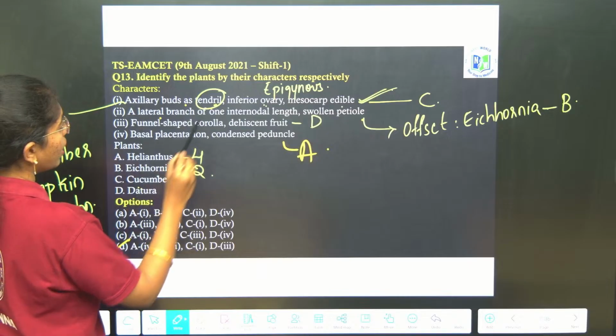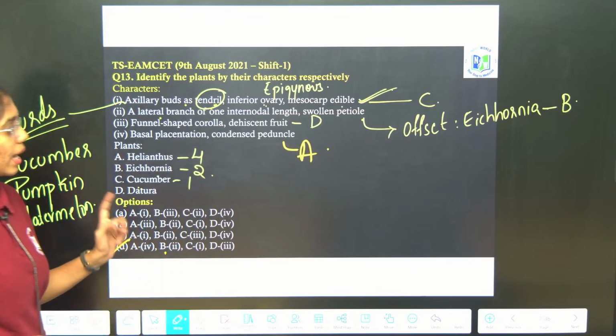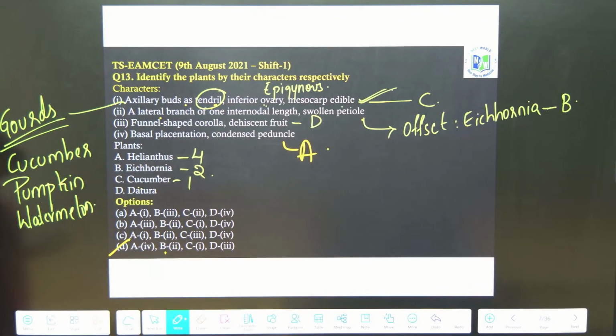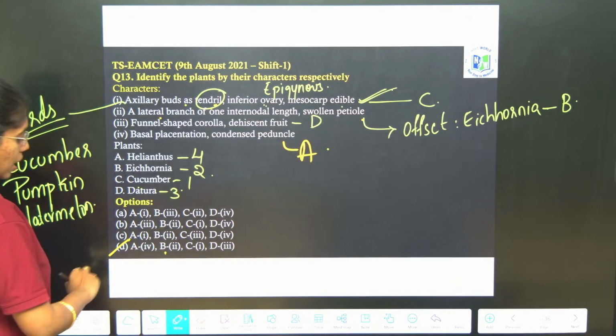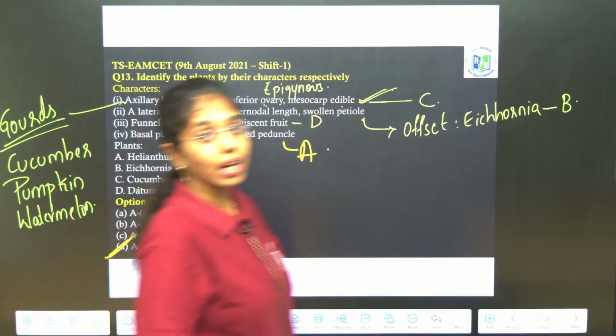Next, cucumber is 1, axillary bud as tendril and epigynous flower, inferior ovary, mesocarp edible. And Datura, funnel shaped corolla with dehiscent fruit, that is 3. So, what is the right option here? Option D is the right answer.